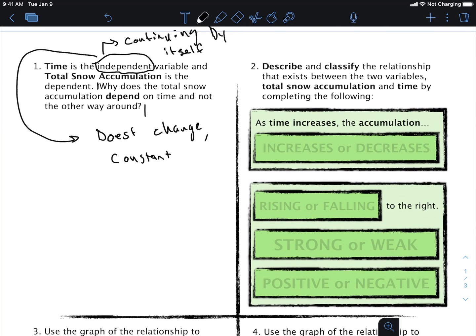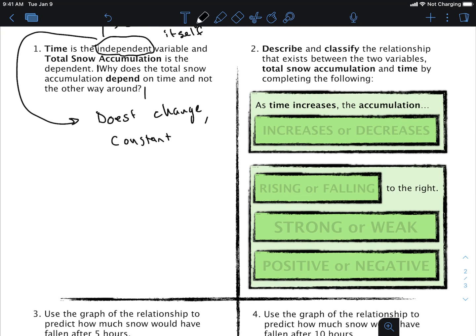So, let's describe what's going on here and classify the relationship between total snow accumulation and time. Is it increasing or decreasing, the amount of snow, as time goes on? It's increasing. Okay, so that's good. So as time increases, the accumulation increases. So you can just circle it. Is it rising or falling to the right? Rising. Good. Okay, it's rising, right? Because it's going up.